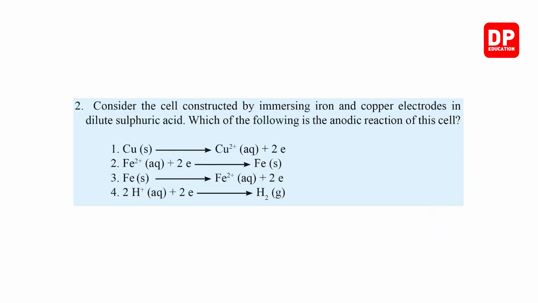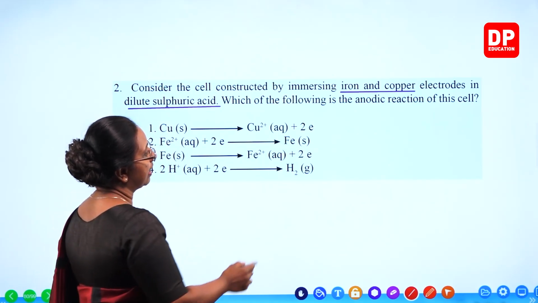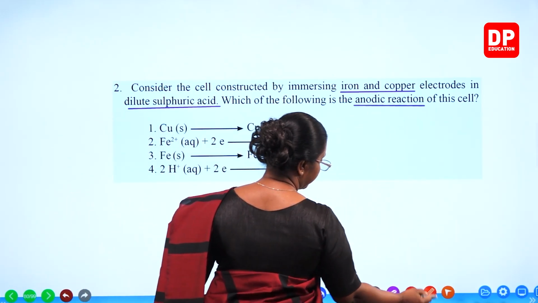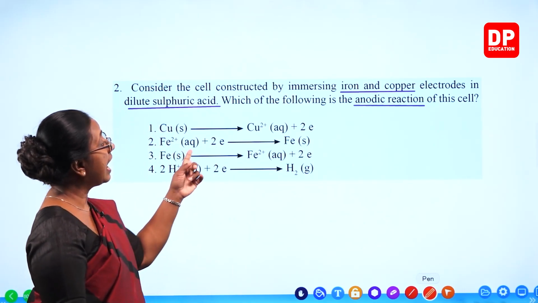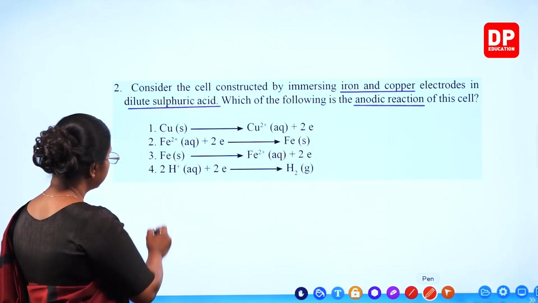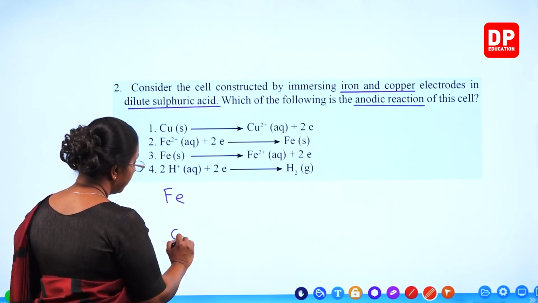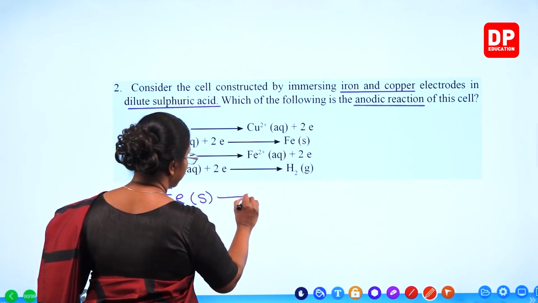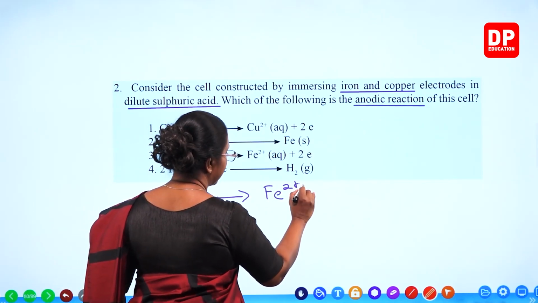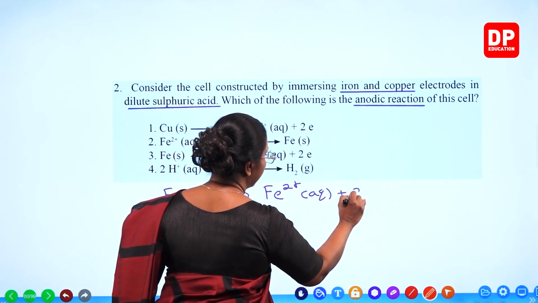Extra question 2. Consider the cell constructed by immersing iron and copper electrodes in dilute sulfuric acid. Which of the following is the anodic reaction? Here, of course, I'm not going to draw the cell because you are familiar with this. Iron and copper. Again, you need to consider that iron is more reactive and copper is less reactive. So iron will undergo oxidation, forming Fe2 plus ions, losing 2 electrons.